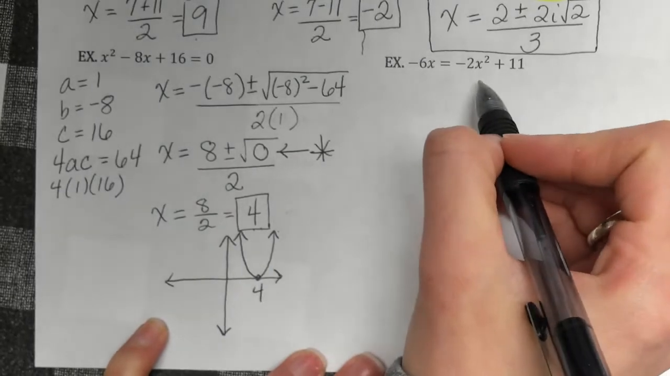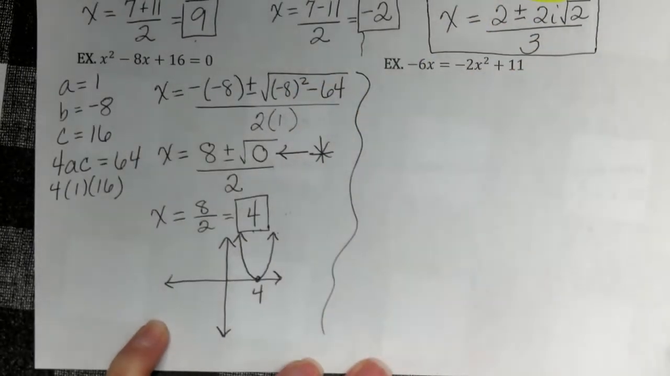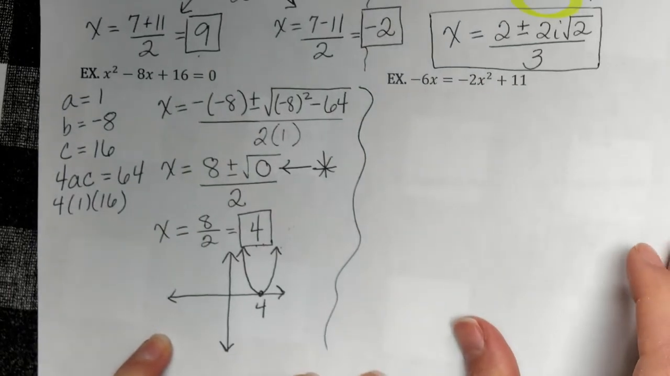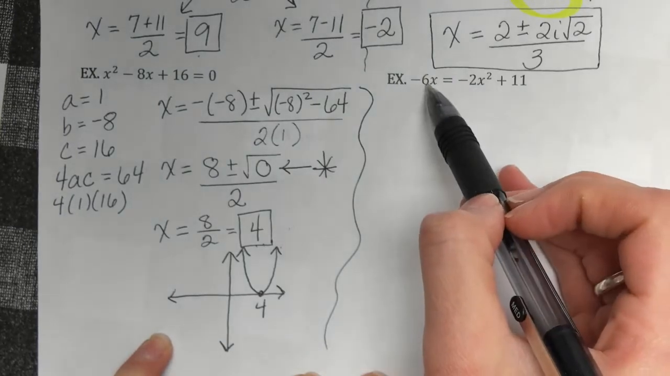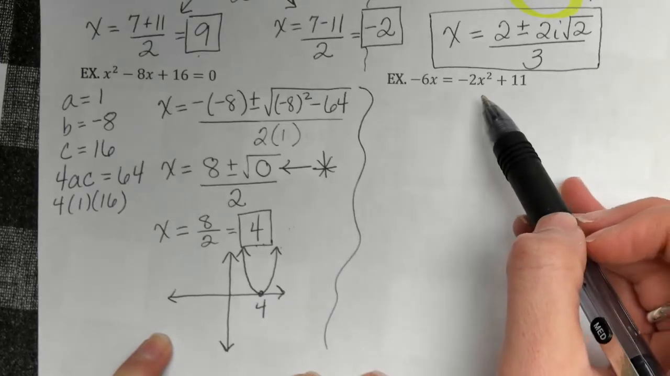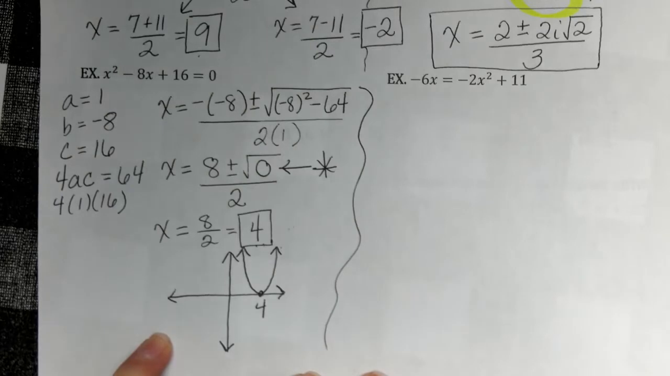Alright, now the next example, I've got negative 6x equals negative 2x squared plus 11. It doesn't matter. With the quadratic formula, I said it was okay if your leading coefficient is negative. So it's up to you if you want to move the 6x over to the right or if you want to move everything over to the left. Either way, when you work it out, you should get the same final answer. Okay?